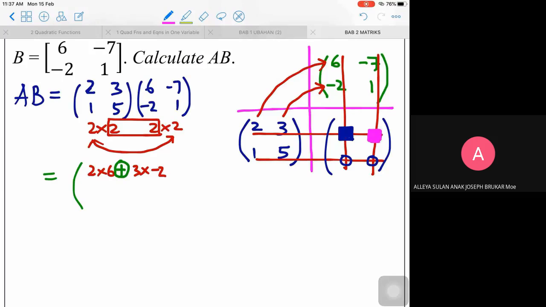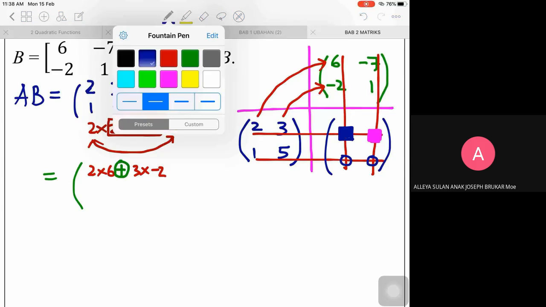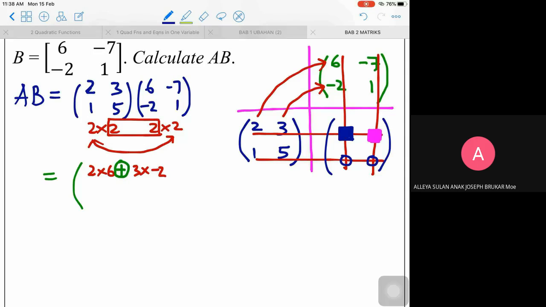For the pink color, this is the first row, second column. So what we can do is multiply the first by the first again, 2 times -7. Also, multiply the second by the second element, 3 times 1. And this one we need to do the addition also, plus.